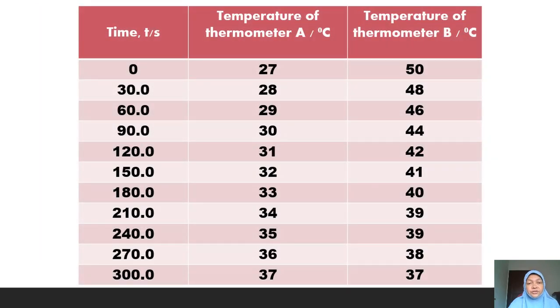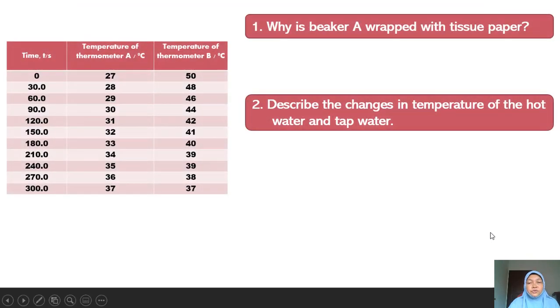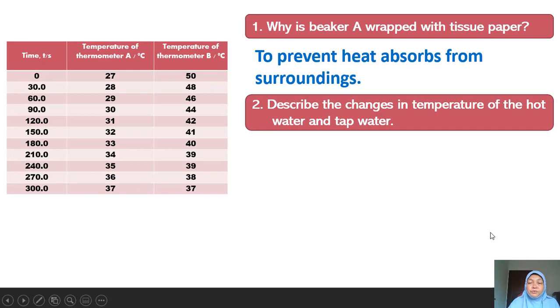Okay, so this is the result. Thermometer A is increasing, thermometer B is decreasing until they both have the same temperature. So first question, why is beaker A wrapped with tissue paper? To prevent heat being absorbed from the surroundings. Second question, describe the changes in temperature of the hot water and tap water.